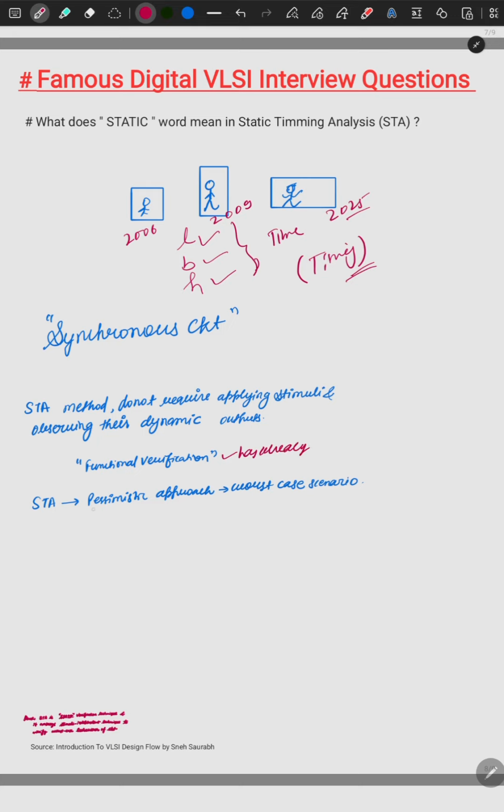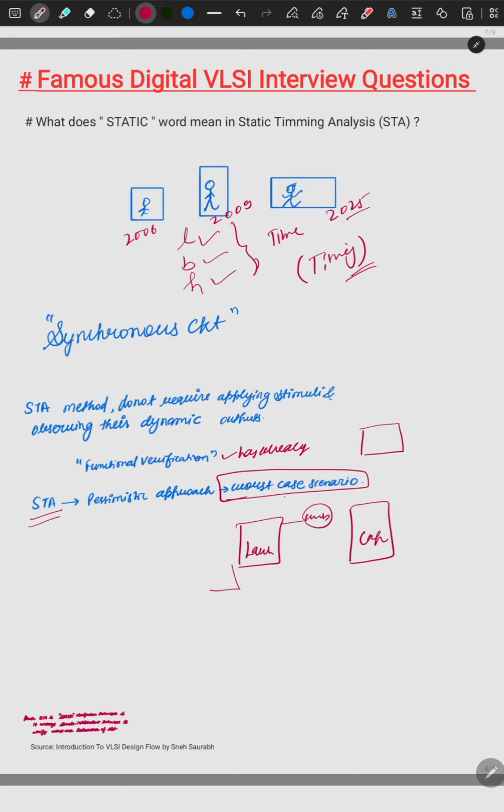What we do in STA is we just see whether the design meets the worst case scenario or not. Suppose I have two flip-flops, this is my launch clock, this is my capture clock, and this is my combinational delay. Both get the clock, and the launch flop launches some data and the capture flop captures it. We check whether that is sampled at the right clock edge or not. So we talk about the worst case scenario: how much time the data takes to get there, and how much time it should be there.